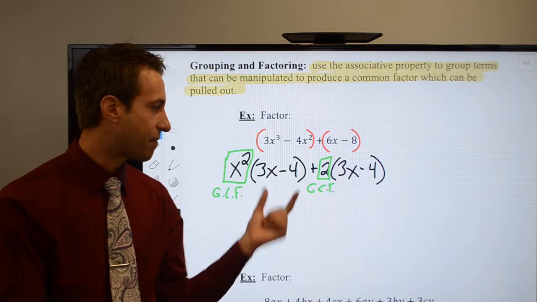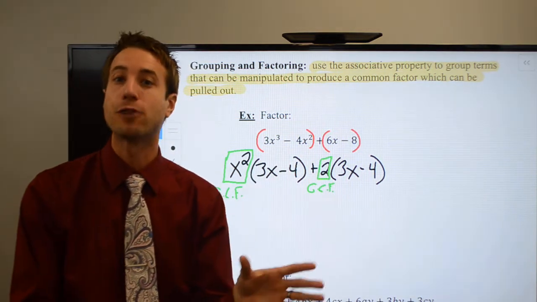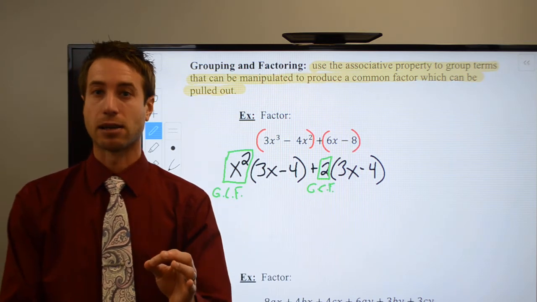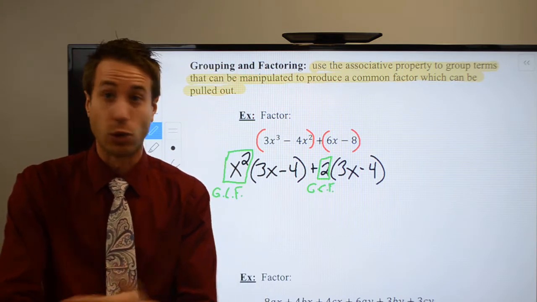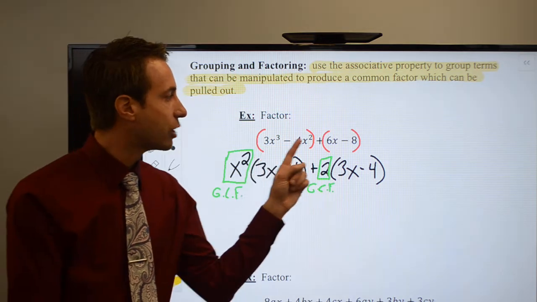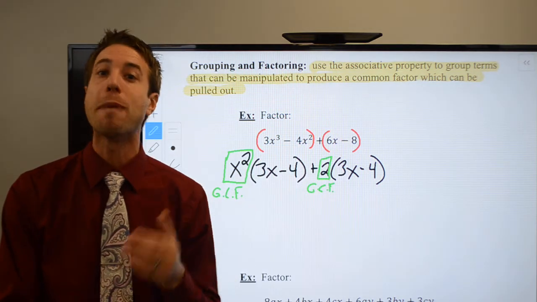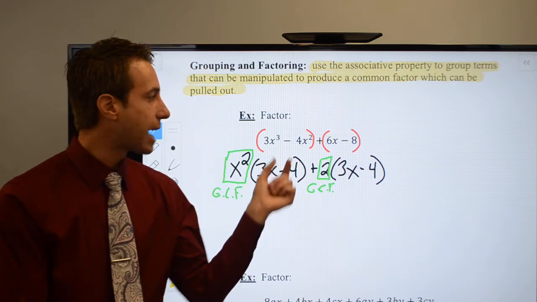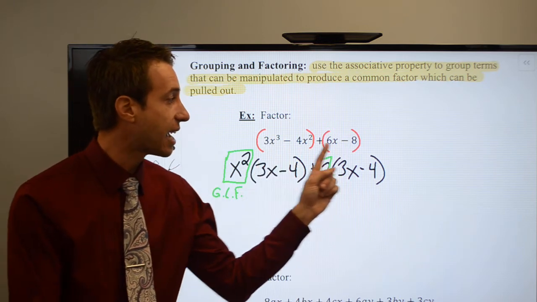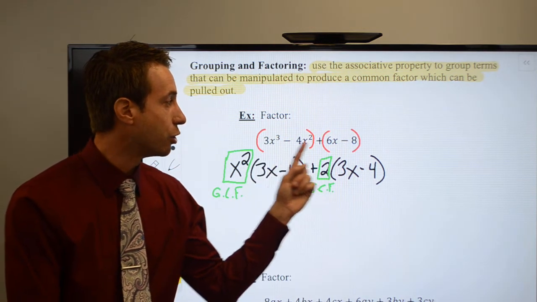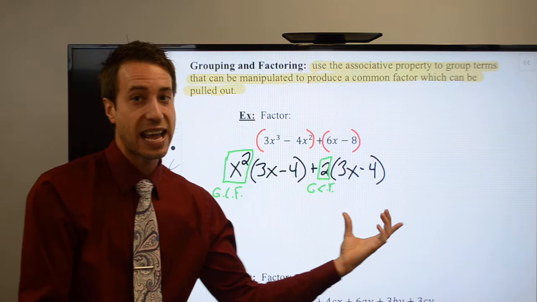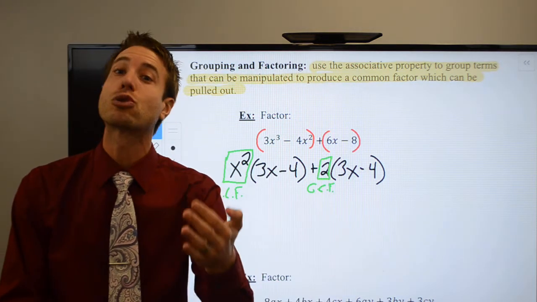If I don't have the same quantity left over in both of my groupings, then the method did not work. Either group and factor is not going to work at all, and you need to pick something else to factor, or you simply grouped your terms together incorrectly. Go back and try a different grouping. Notice I grouped the first 2 and the last 2 together. I certainly could have grouped the first and the third, so put 3x cubed and 6x together in parentheses, and put the negative 4x squared and the negative 8 together in parentheses, and try that one.